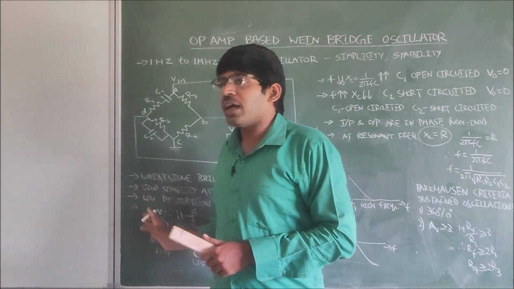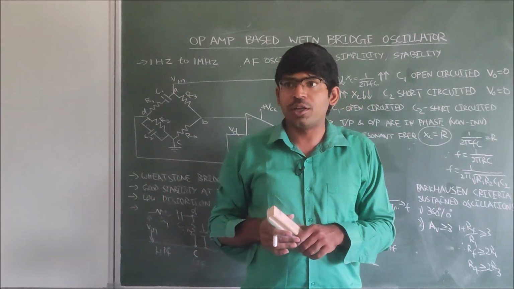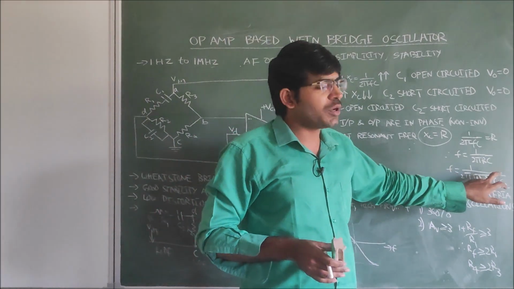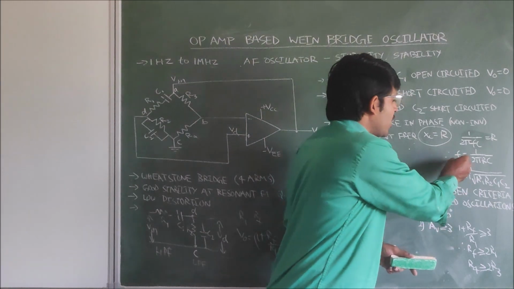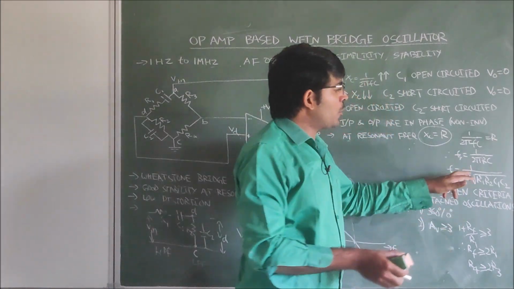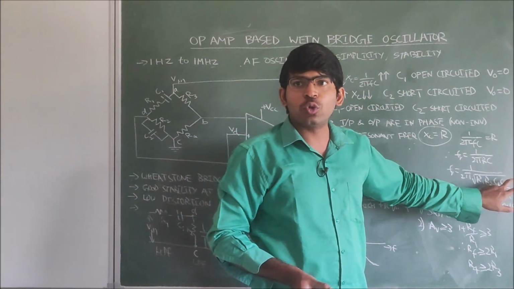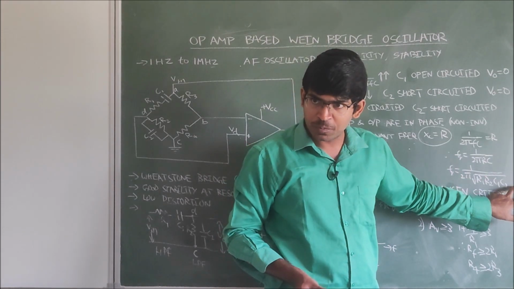This is when both R1 and R2 are equal and C1 and C2 are equal. If R1 and R2 and C1 and C2 are not equal, then the resonant frequency Fr can be obtained as 1 by 2 pi root over R1 R2 C1 C2.